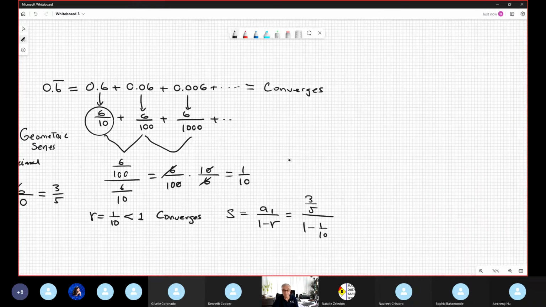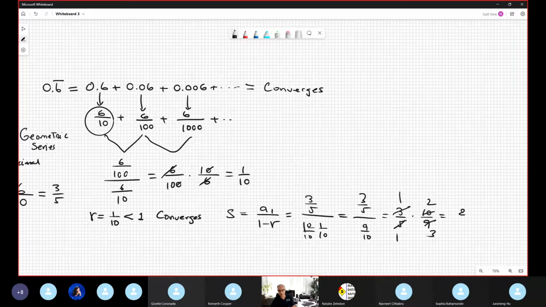It's 3 over 5 divided by, this is 10 over 10, no? I consider this one as 10 over 10. 10 minus 1 is 9 over 10. Okay, now 3/5, you copy, and you flip it, it's 10 over 9. And simplification: 3 divided by 3 is 1, 10 divided by 5 is 2... it's 2/3. The answer of this is 2/3.